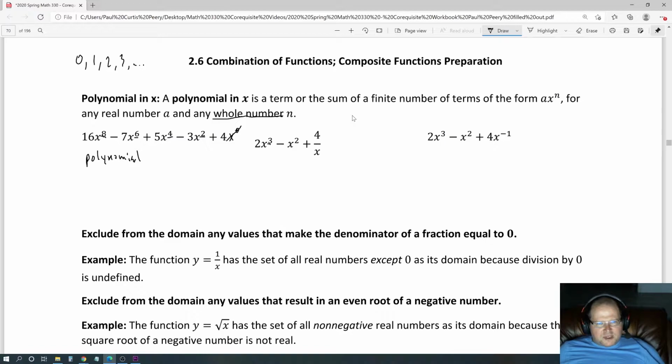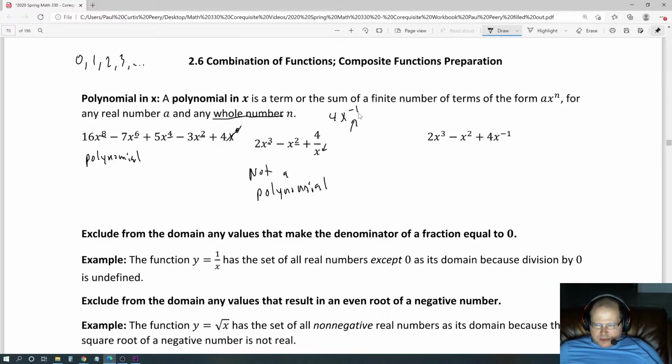Okay, what about the next one? Well, we have a 3, we have a 2, and this one is in the denominator. Okay, so this one is not a polynomial. And another way of writing this would be 4 to the x to the negative first power. We'll get into this later on when we get to radicals. But it's not a whole number. It's actually a negative exponent. So this one is not a polynomial.